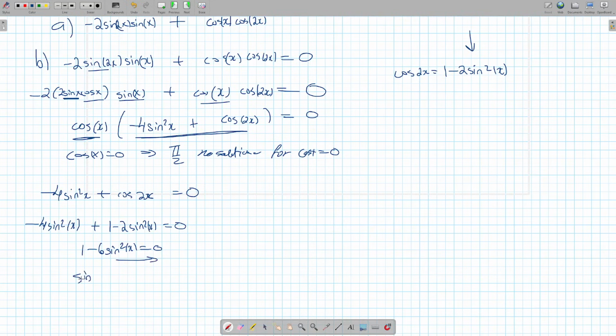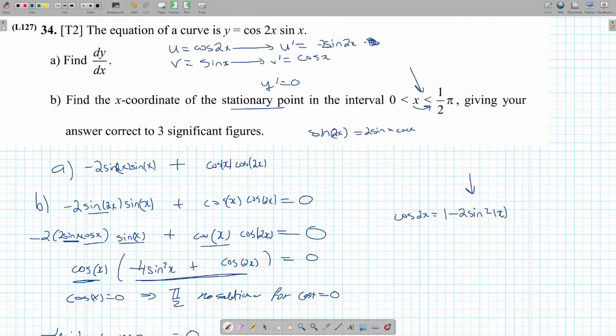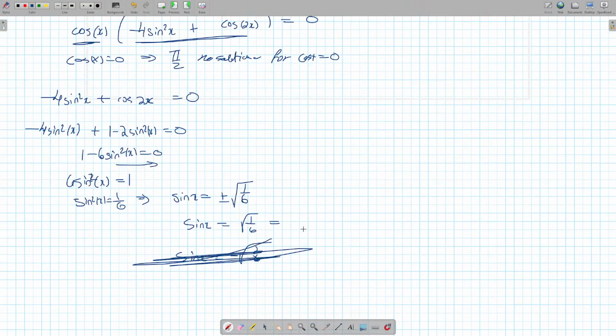Other side, 6 sine squared x equals 1. Divide by 6, you're gonna get sine squared x equals 1 over 6. Radical both sides, so sine x is equal to plus minus radical 1 over 6. And we're gonna get two solutions. Radical 1 over 6, negative radical 1 over 6. We do shift sine for both. Now it has to be in this interval here, so this negative is gonna be rejected.